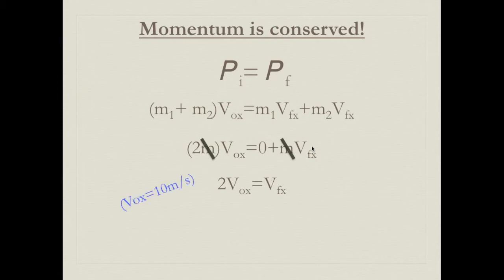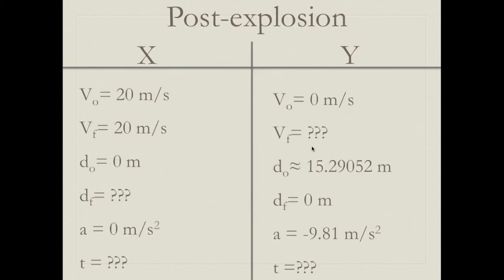As said before, v0 in the x direction is 10 meters per second. We have a v final of 20 meters per second in the x direction. And as you can see here, we're post-explosion, so now we have to find the distance final in the x direction after the explosion. I have also plugged in the d0 of approximately 15.29052 meters in the y direction.